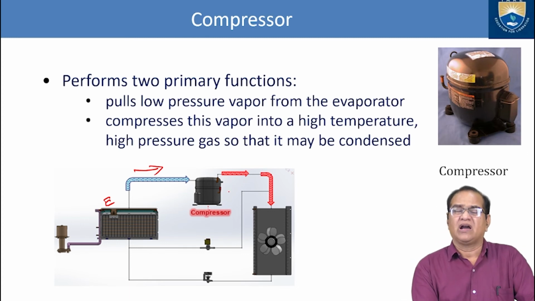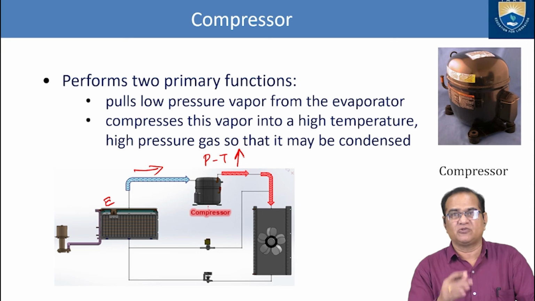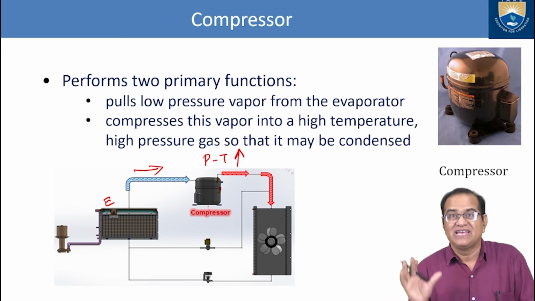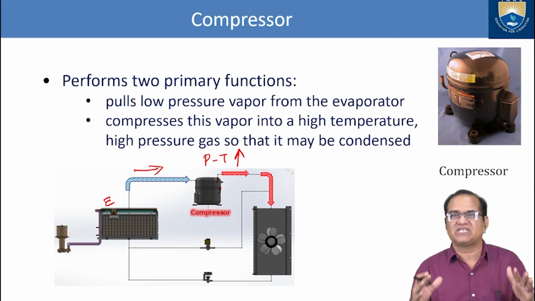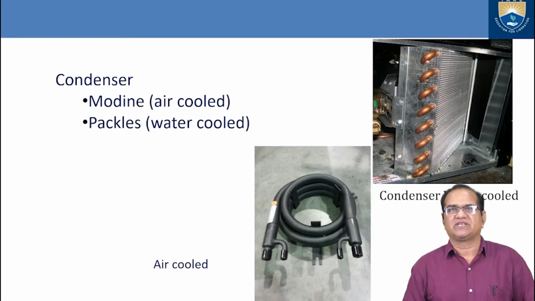The compressor compresses this vapor into a high temperature and high pressure vapor. So here P and T increase. This is the purpose of this. So the first purpose is to pull low pressure vapor from the evaporator. The second one is to increase the pressure and temperature of the vapor which was sucked from the evaporator. So these are the two primary functions of this compressor.